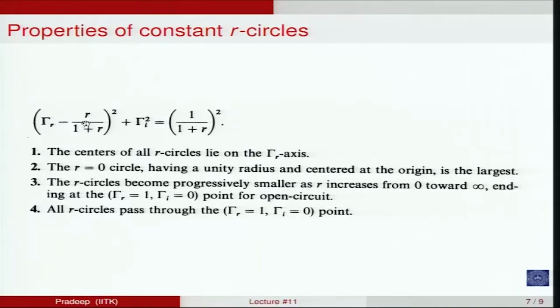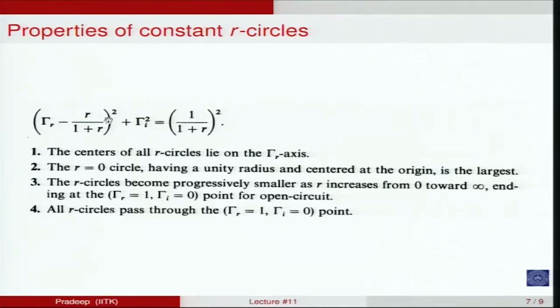The special case with the largest radius is when r is equal to 0, where the radius is equal to 1. The center for r equal to 0 is given by (0, 0), so this circle is centered at the origin and has the largest radius. What you have to observe is that as r starts to increase, the radius starts to decrease because 1 by 1 plus r decreases. Moreover, the centers start moving towards the right side as r increases. Eventually, when r is equal to infinity, the radius will be 0, and r equal to infinity corresponds to open circuit. What would be the center there? The center will be (1, 0).